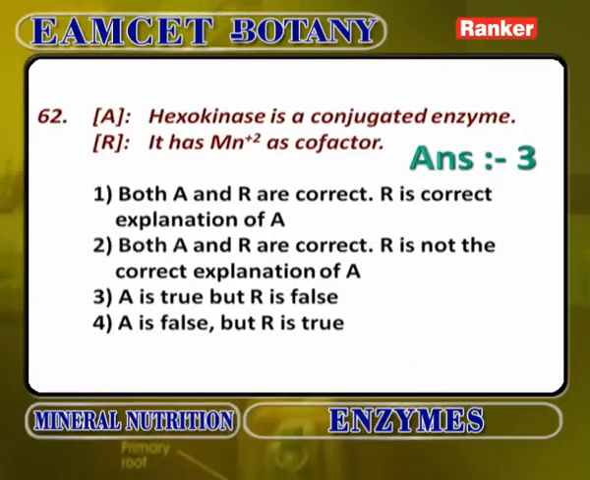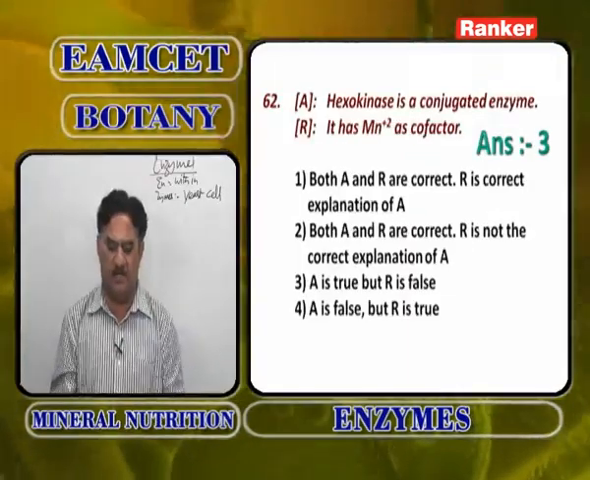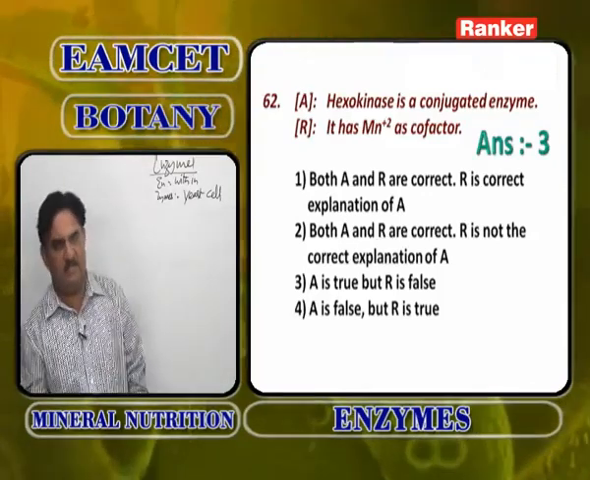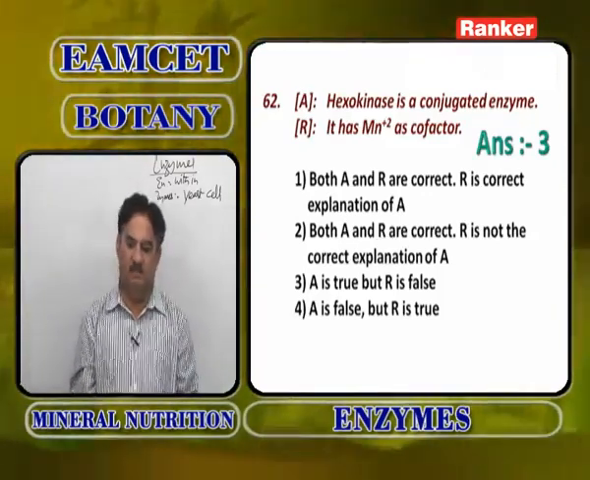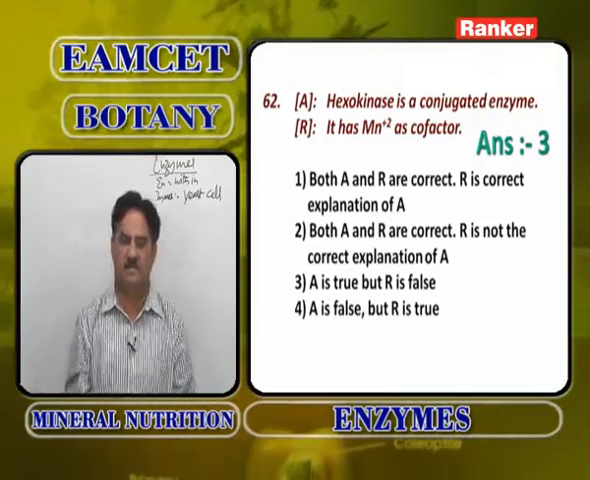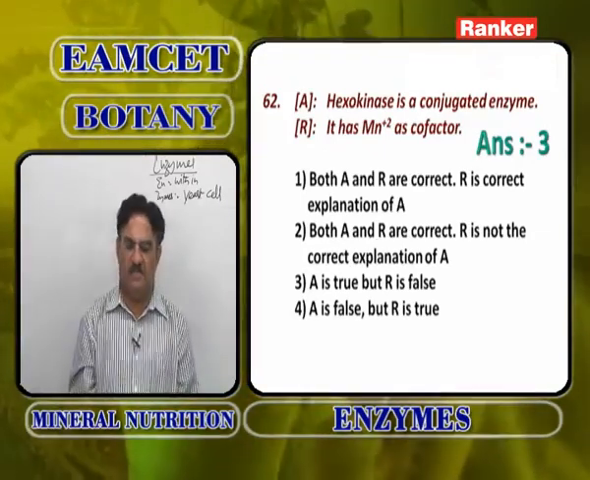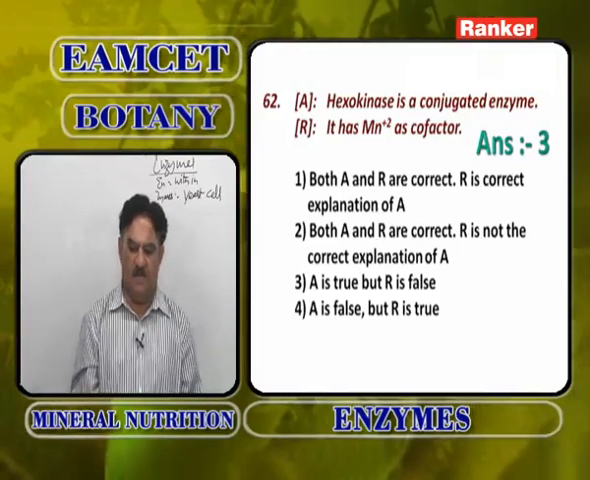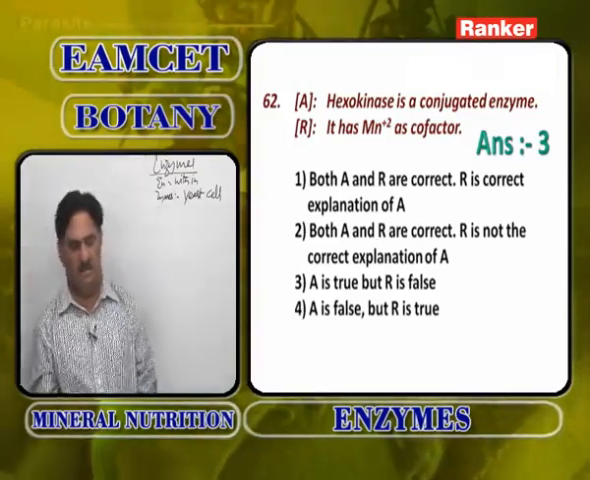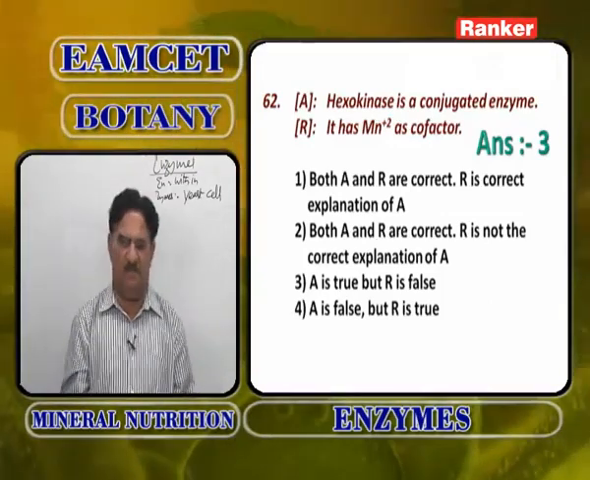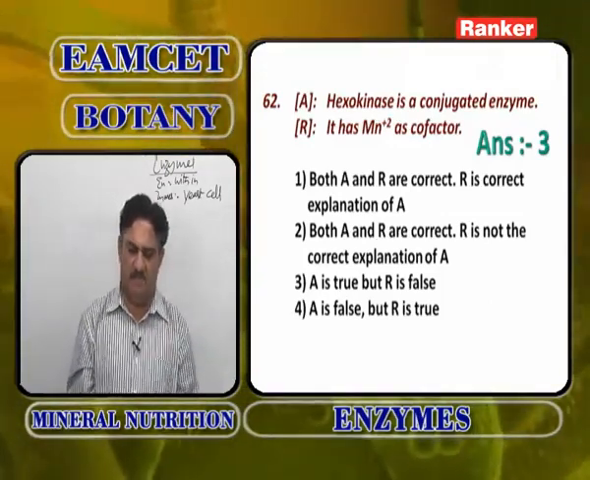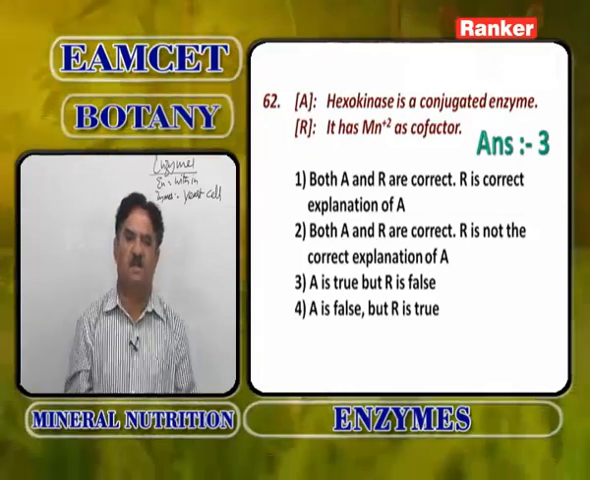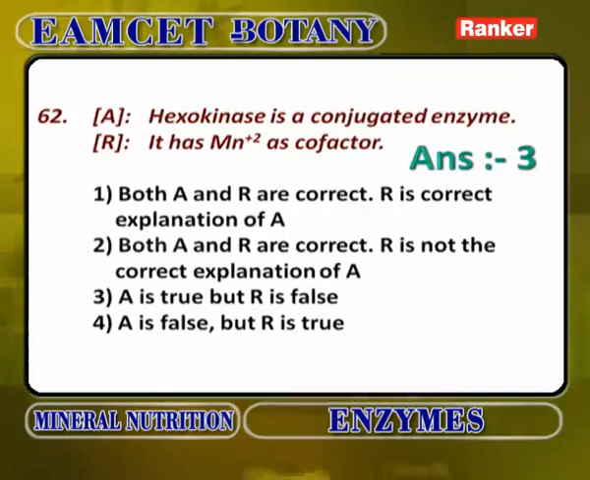Now an assertion reasoning. Hexokinase is a conjugated enzyme. Definitely hexokinase is a conjugated enzyme because it shows a protein part apoenzyme and non-protein part cofactor, and it has manganese as cofactor. This is wrong. It has magnesium as cofactor, not manganese. So hexokinase is a conjugated enzyme is correct, but it has manganese as cofactor is wrong. Suppose it is given as it has magnesium as cofactor, first option. As it is given as it has manganese as cofactor, it is third option.